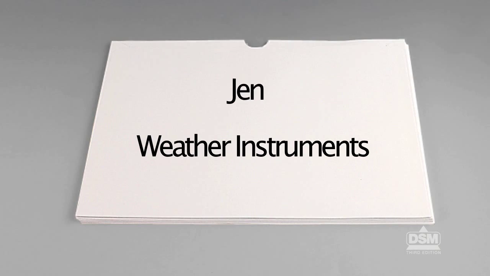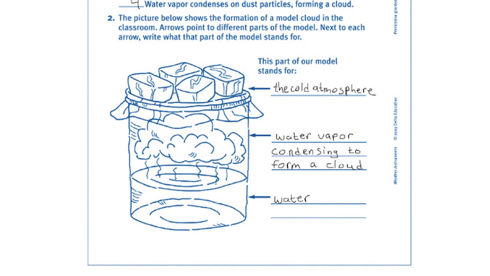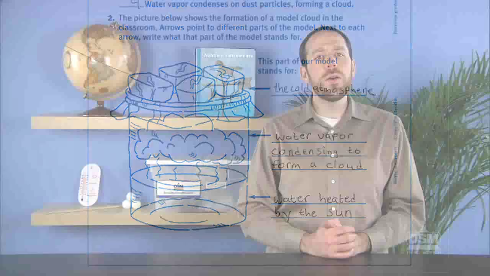Distribute the students' journal envelopes to the class and give each student a copy of Activity Sheet 9. Review the directions and make sure that each student understands what to do. Then, instruct students to complete the activity sheet and review their answers. Finally, make sure that students understand the processes involved in cloud formation.